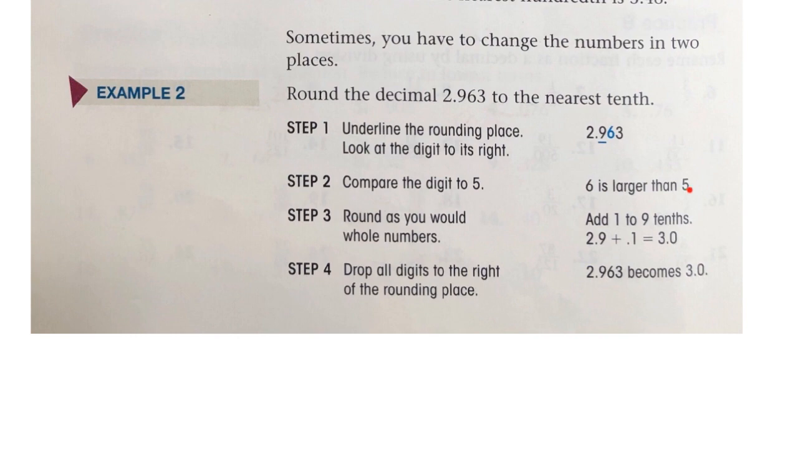6 is larger than 5, so we will up the score for 9. But we can't fit 10 in the tenths place. We will have to round just like we do with whole numbers, and when you add 1 to 9, we get 10. So we are going to regroup that, so the 2.9 plus 0.1 more will up the score to 3. Then drop all the digits to the right of the rounding place, so 2 and 963 thousandths becomes 3.